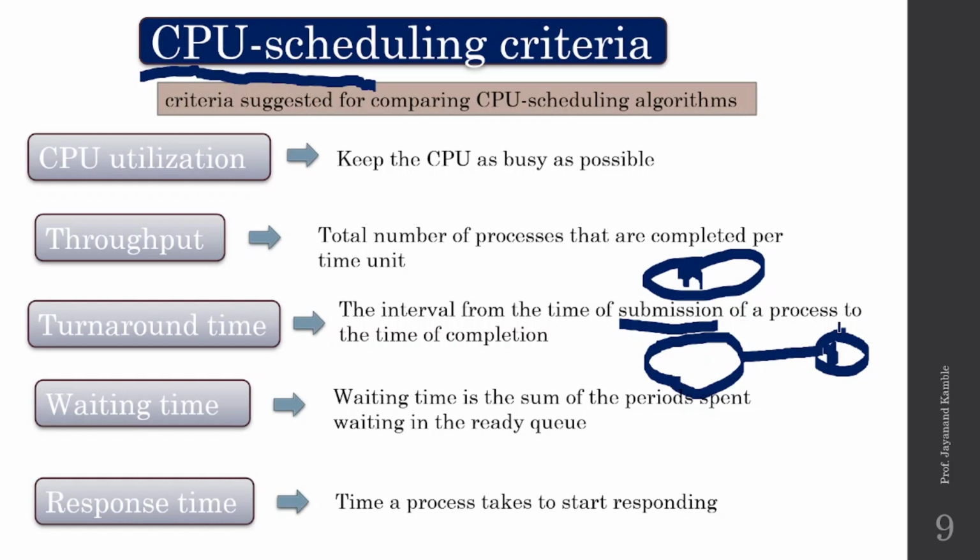So we want to minimize the waiting time, we want to minimize the turnaround time, we want to minimize the response time. So these are nothing but different CPU scheduling criteria which we will be using for comparing CPU scheduling algorithms and to evaluate the scheduling algorithm. To evaluate the scheduling algorithm means what? To find out which of the algorithms is the optimal one.